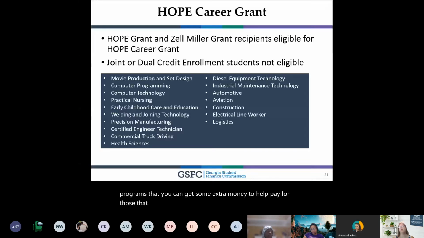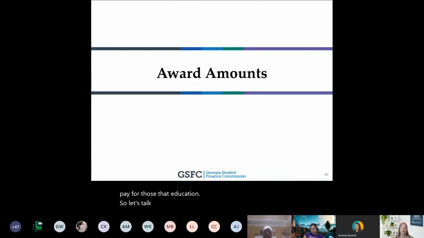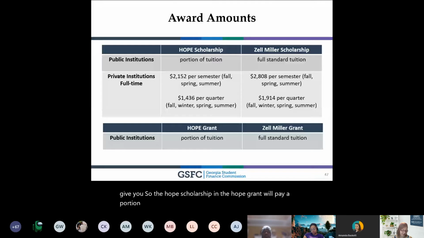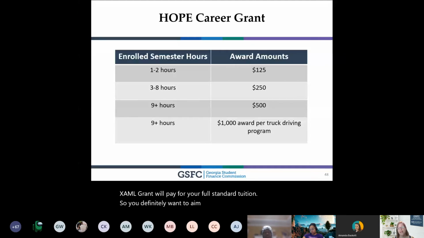So let's talk about the award amounts and what each of those will give you. The HOPE Scholarship and the HOPE Grant will pay a portion of your tuition. No housing, no books, no fees, no meals, just a portion of your tuition. And the Zell Miller Scholarship and the Zell Miller Grant will pay for your full standard tuition. So you definitely want to aim for the Zell Miller. The HOPE Career Grant, depending on how many hours you're enrolled in, will determine how much extra money you'll be able to get.